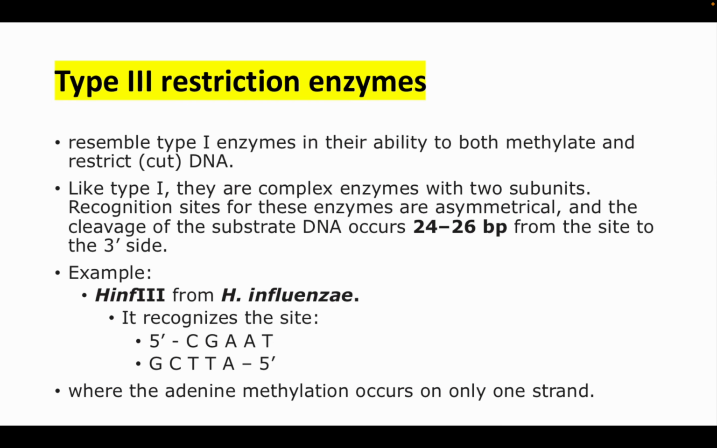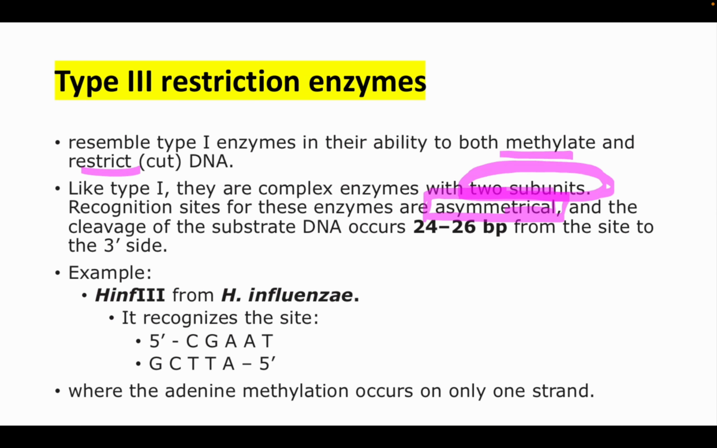Another one, type 3 restriction enzymes. For type 3 restriction enzymes, they resemble type 1 enzymes in their ability to both methylate and restrict the DNA. And like the type 1, they are complex enzymes with how many subunits? Usually 2 subunits. And recognition sites for these enzymes are asymmetrical. So what are they going to produce usually?